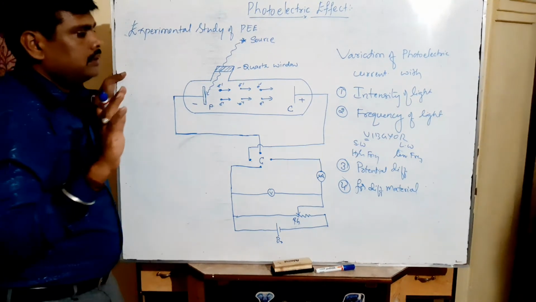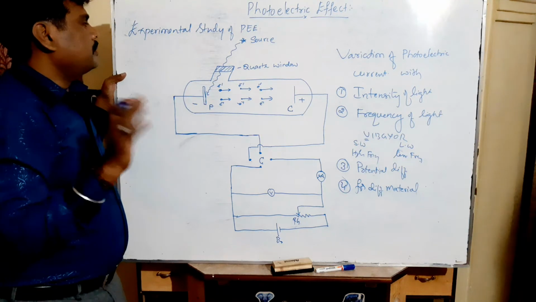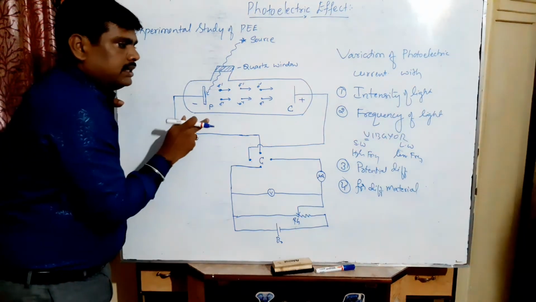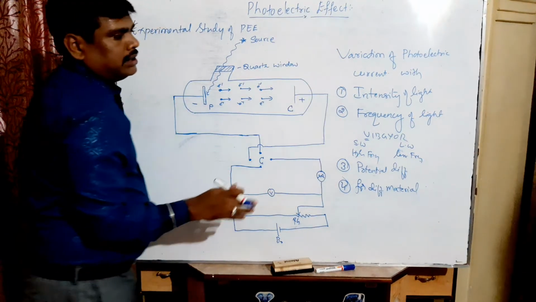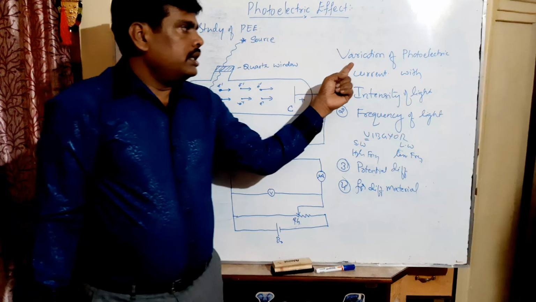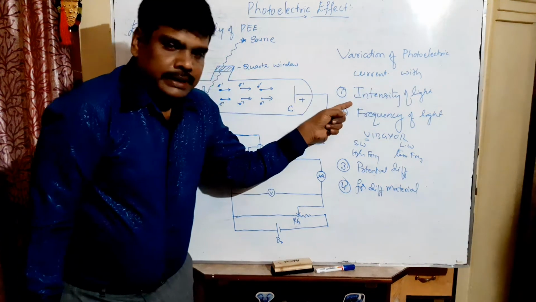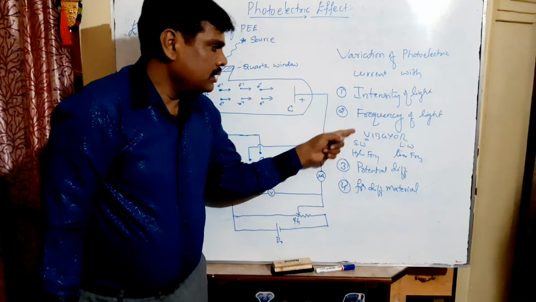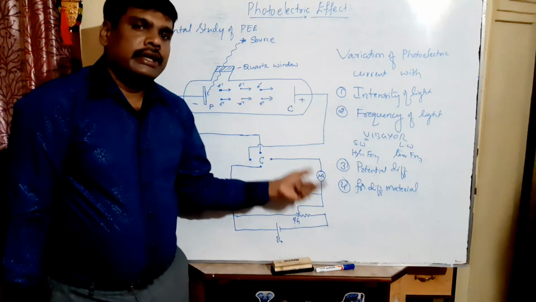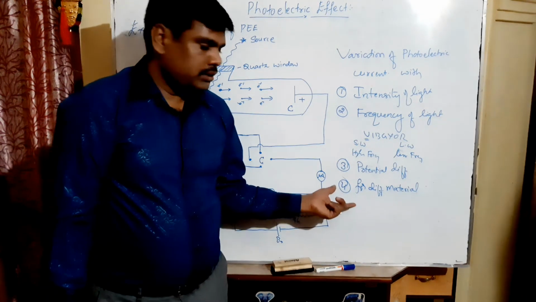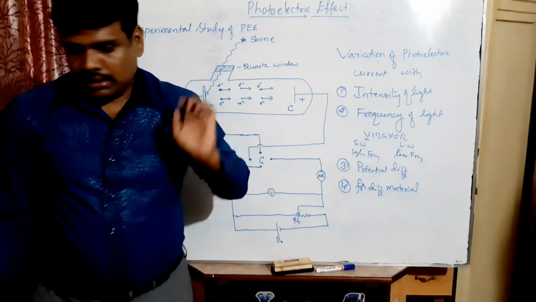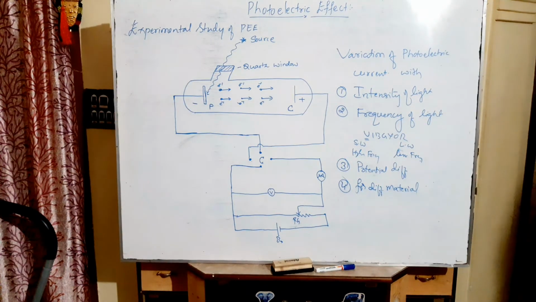In the examination, this is an important 5 marks question. The question will be a direct question: explain the experimental study of photoelectric effect. You have to draw this diagram and explain the construction and how the variations can be considered. In this experiment, we have to study the variation of photoelectric current with intensity, second, the frequency of incident light, third, the potential difference, and the last one, how the photoelectric current varies with different photosensitive materials. These are the 4 parameters we are going to study in this experiment. Clear now?